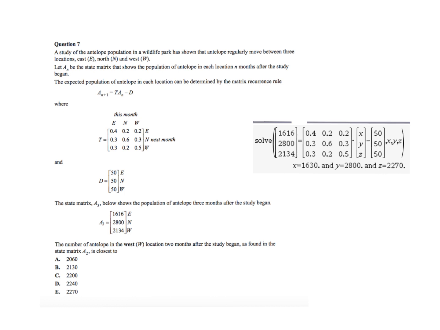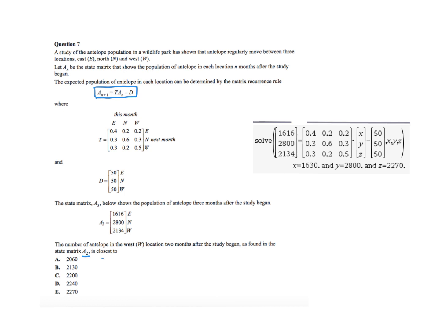Okay, question 7. A study of an antelope population in a wildlife park has shown the antelope regularly move between east, north, and west. Anyway, we've got this recurrence formula of how to get the next one using that. And so we've been given D. Now, they gave me A3 there. And it says the number of antelope at west found in A2.